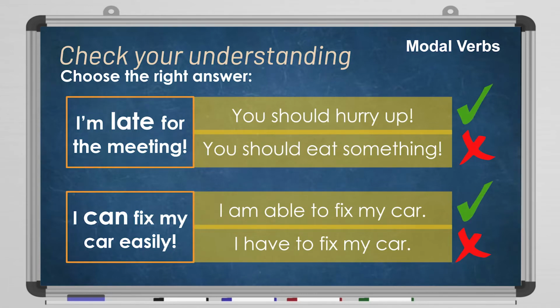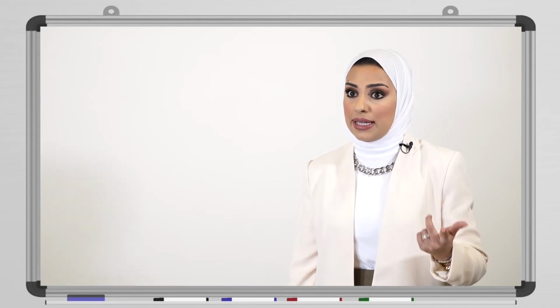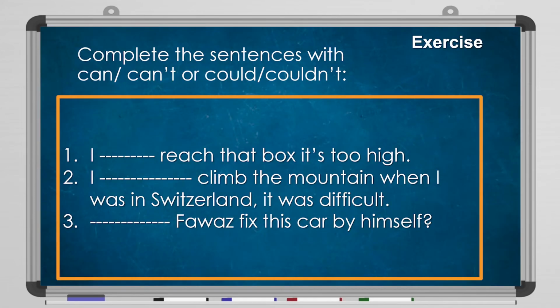Did you check your answer? If you got it right, well done. Now, let's fill in the spaces with can, can't, could, and couldn't. And I want you to pay attention to the tense of the sentence in choosing between the modal verbs. The first sentence is, I dash reach that box, it's too high. The second sentence is, I dash climbed the mountain when I was in Switzerland, it was difficult.